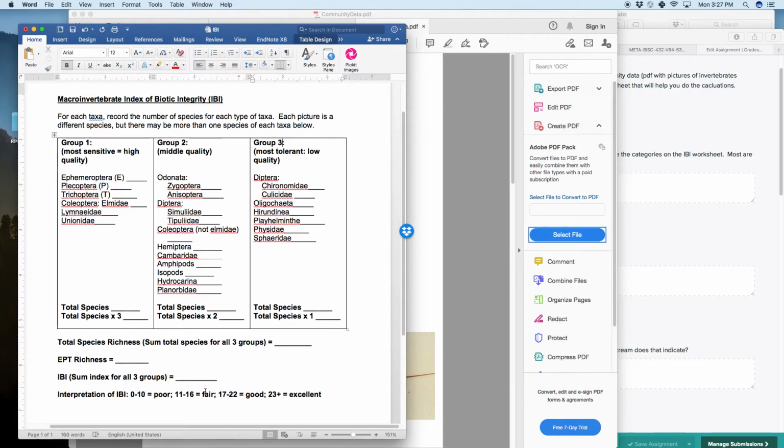So that'll give you the IBI, the Index of Biotic Integrity, and you can interpret it here. Numbers between 0 and 10, it's a poor quality stream. 11 to 16, it's fair. 17 to 22, good, and over 23 is an excellent, very, very clean, very pristine stream.